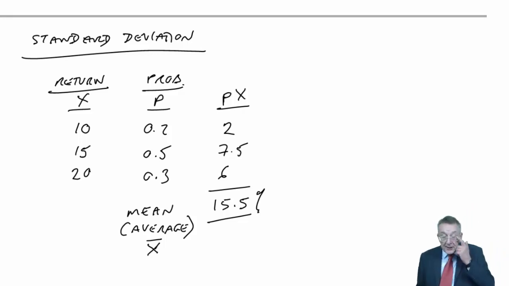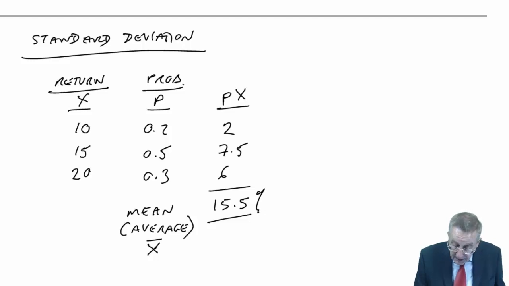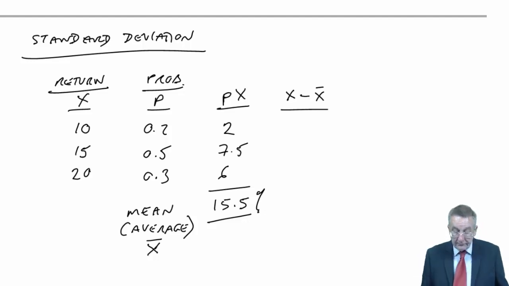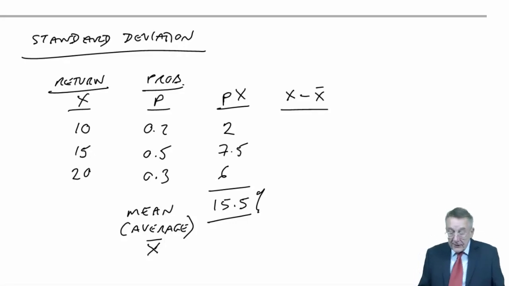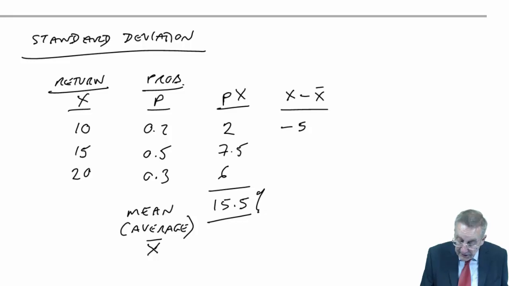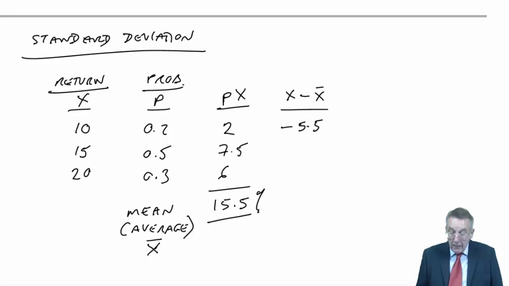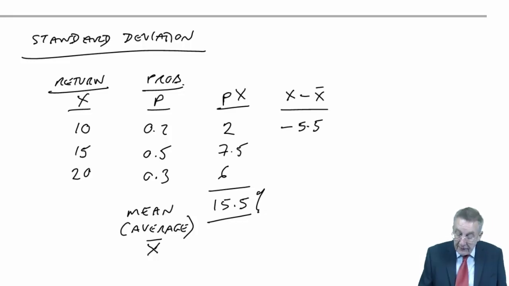So let's look at the differences in each case, x minus x bar. For each of them, 10 minus 15.5 is minus 5.5. 15 minus 15.5 is minus 0.5. 20 minus 15.5 is plus 4.5.